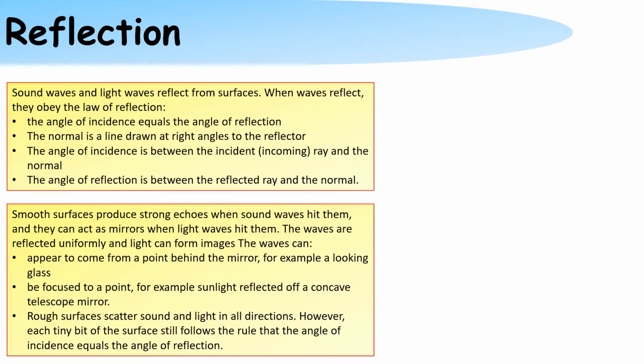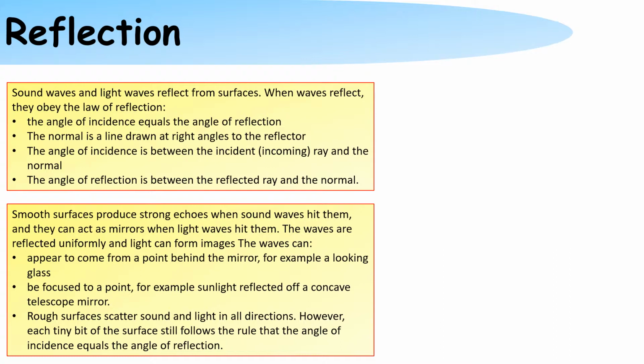Smooth surfaces produce strong echoes when sound waves hit them and can act as mirrors when light hits them. The waves are reflected uniformly and light can come to form images this way. They appear as points behind the mirror. So when drawing diagrams, you need to make sure that your sight lines go behind where you've drawn the mirror.